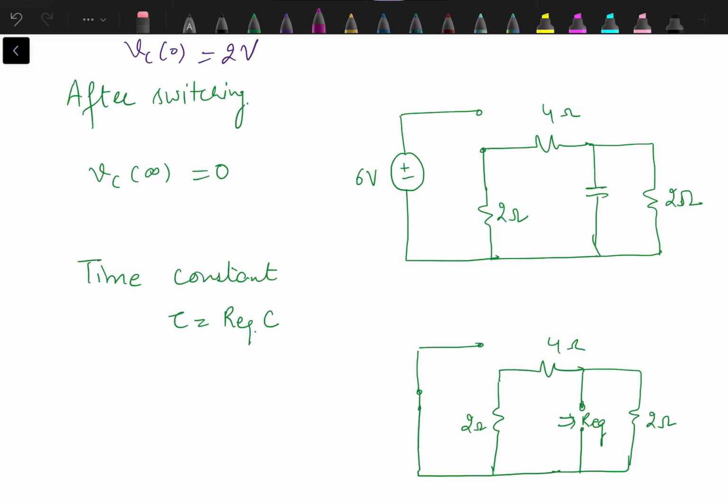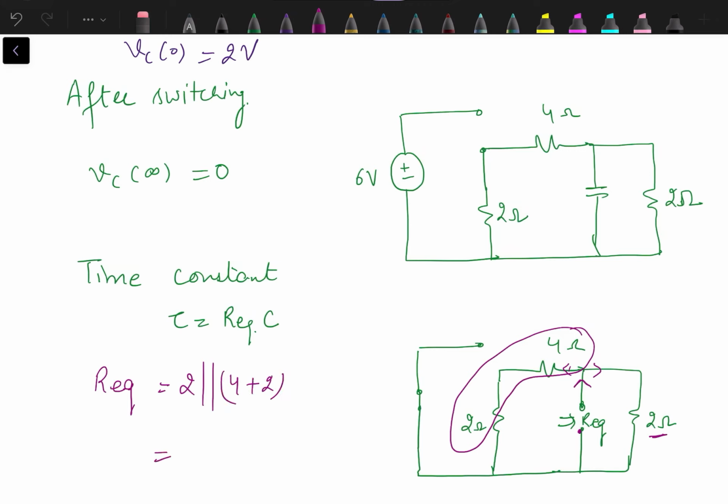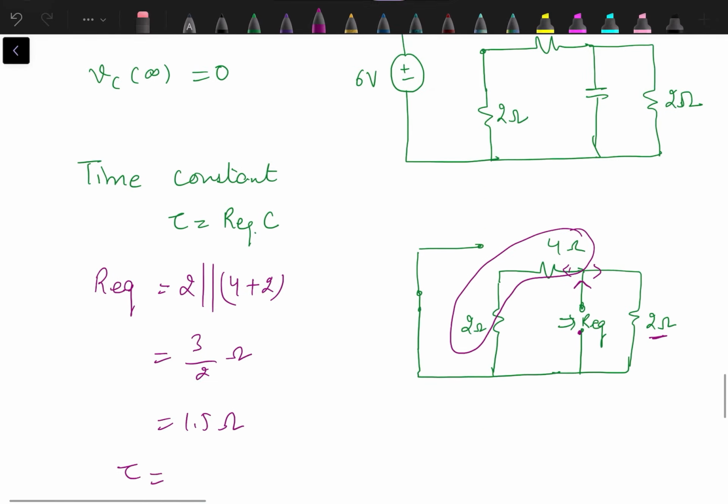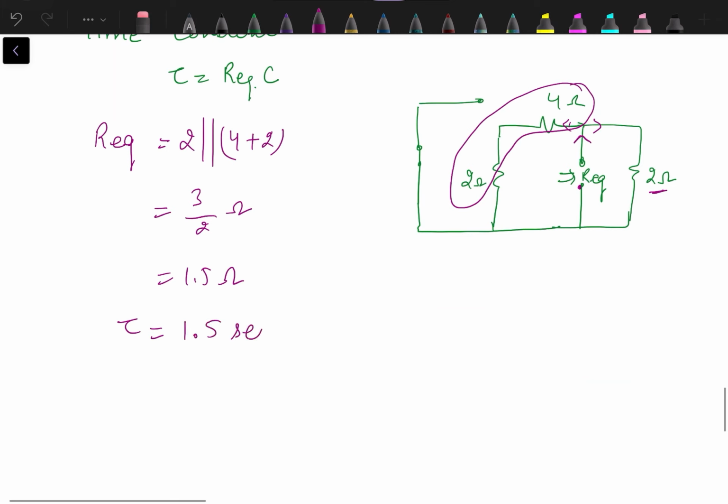Now, what is R equivalent? If any of the current will flow from here, it will get divided into two parts. It means this 2 ohm is in parallel with series combination of 2 and 4. So R equivalent is 2 in parallel with 4 plus 2, which will give us the value of R equivalent as 3 by 2 ohm, 1.5 ohm. Tau is R equivalent into C. The value of C was 1, so it's 1.5 second.